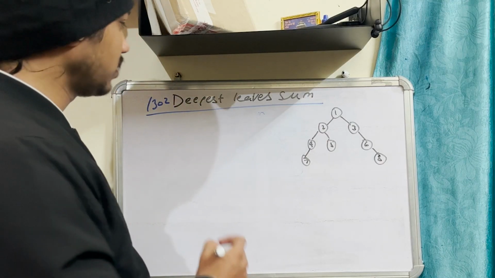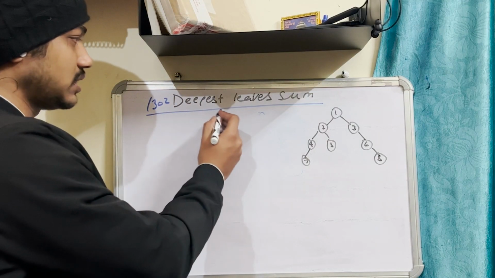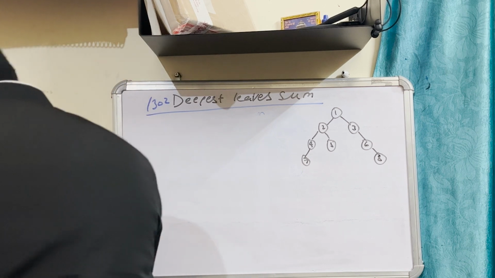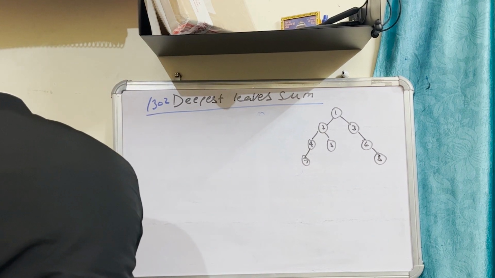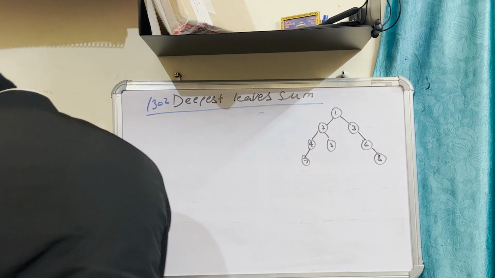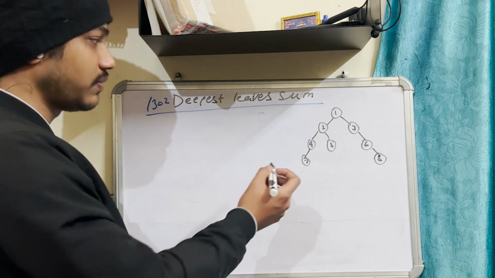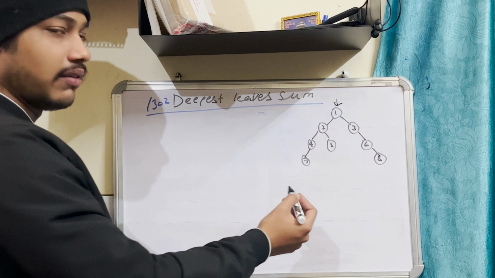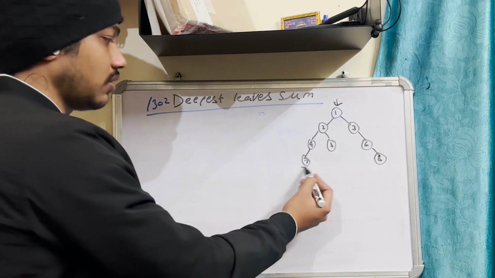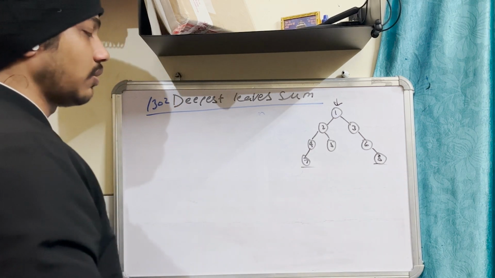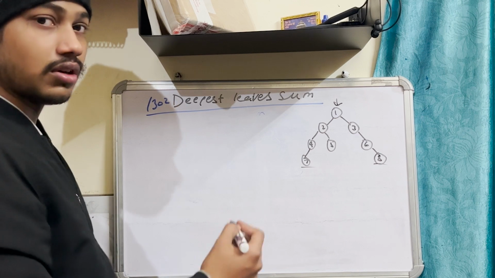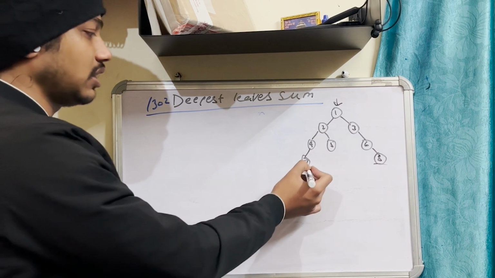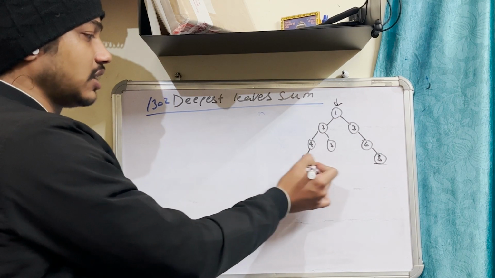So hey guys, we are going to discuss problem 1302, which is deepest leaf sum. Let me just read out the problem statement pretty quick from the LeetCode website. Basically, we are given the root of a binary tree and we have to return the sum of all the leaf nodes of that binary tree. Not all the leaf nodes, but the leaf nodes that are at the deepest level.